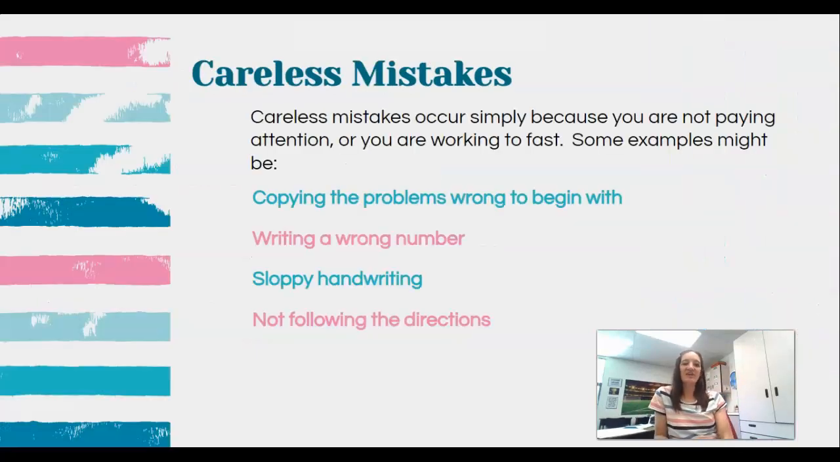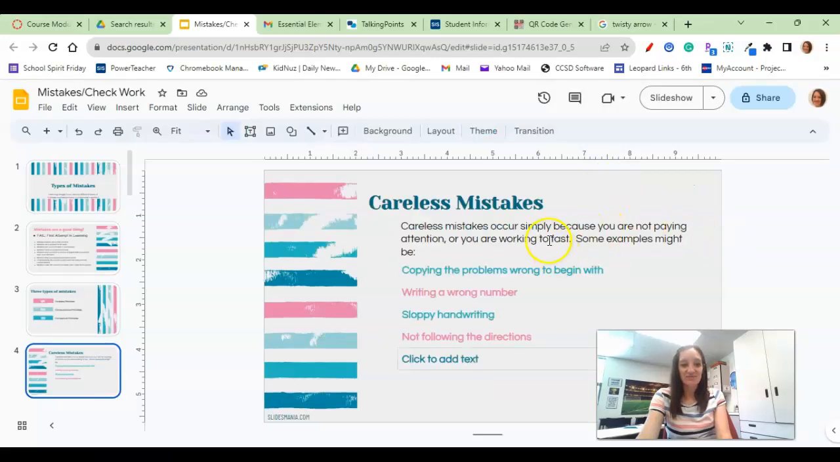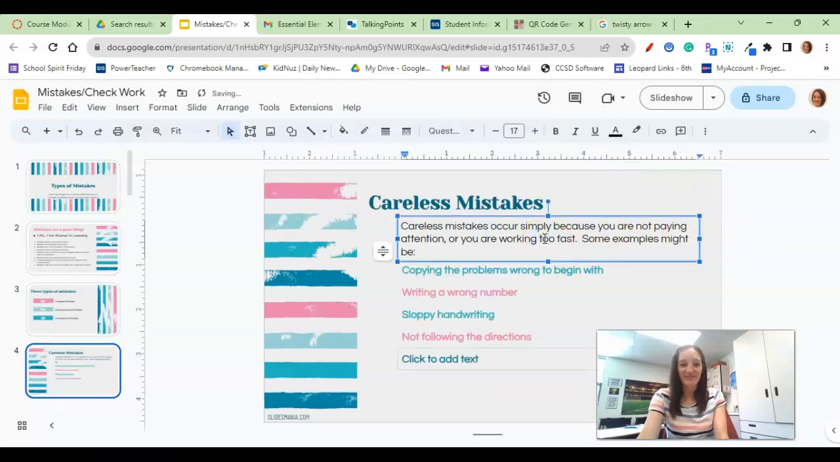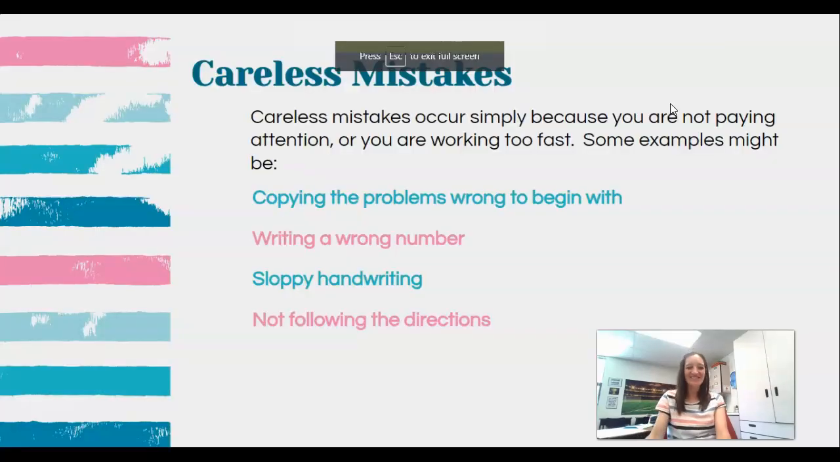So the first one I want to talk about is a careless mistake. These mistakes happen mostly when you are just not paying attention or you're working too fast. And I just realized that that 2 was not the correct 2, so I'm going to fix that real fast. Oh my gosh, I totally just made a mistake. And just realized that. Okay, so obviously I make mistakes, but I'm okay with them.